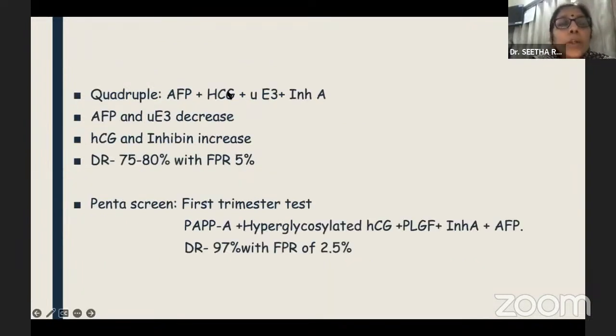In the quadruple test, you have AFP, HCG, unconjugated estriol, and inhibin, where your detection rate is around 75 to 80%. And here, with the other biochemical markers, you use the pentascreen, which is also a first trimester test, that is hyperglycosylated HCG, PLGF, inhibin, PAPP-A, and alpha fetoprotein. The detection rate is quoted to be as high as 97% with a false positive rate of 2.5%. Again, none of these are diagnostic tests, they are all screening tests, and that is why there is an element of false positives, and there is an element of missing cases.